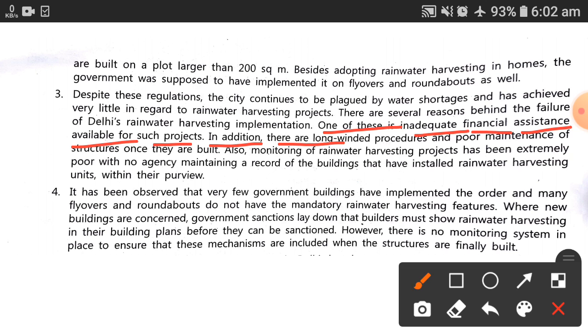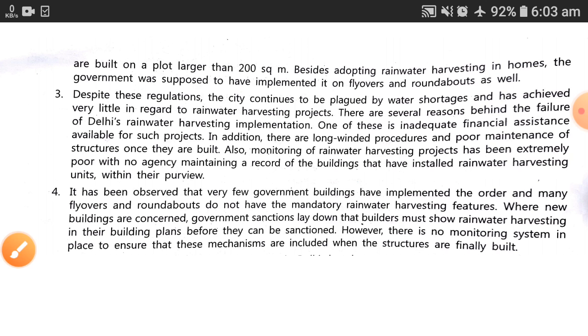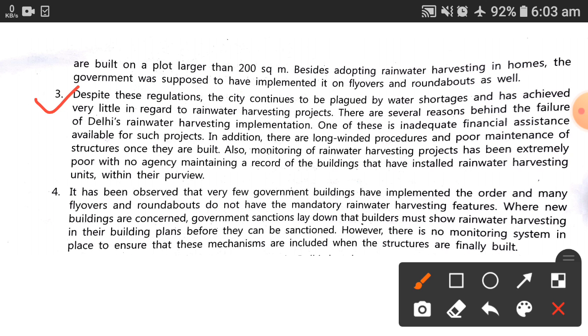In addition, there are long-winded processes and poor maintenance of structures once they are built. Also, monitoring of rainwater harvesting projects has been extremely poor, with no agency maintaining a record of the buildings that have installed rainwater harvesting units within their purview. So this is your paragraph number three. Hope you all have read it carefully. Now let's see the next paragraph, paragraph number four.